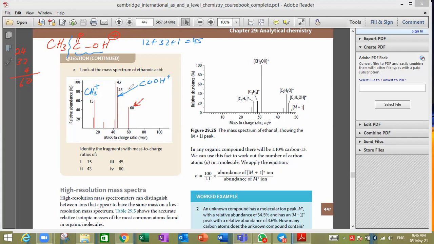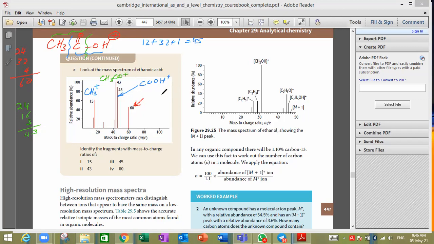Now we got another peak at 43. So we are going to try, of course, 43 means that there are only 2 hydrogens less. Let us try this part to see if it's 43 or not. So we have 2 carbons, 1 oxygen and 3 hydrogens. So yes, this is 43. This means that the peak at 43 corresponds to CH3CO positive.